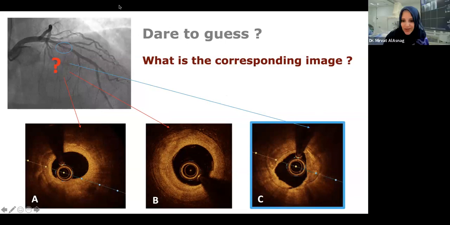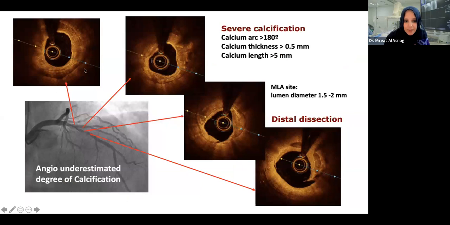It is calcium, correct. So it is calcium and it is C, and you have a tiny dissection there. But this is what you do see: angiography will underestimate the degree of calcification. We need to be very vigilant when we're looking at the balloon to look for uniform expansion of that balloon, because you saw in the image that I showed you that it was really just a very focal segment where it didn't expand, and that's where we got the hint that there was calcification.